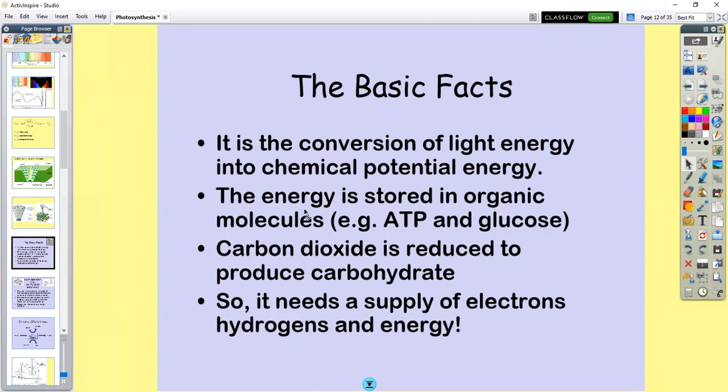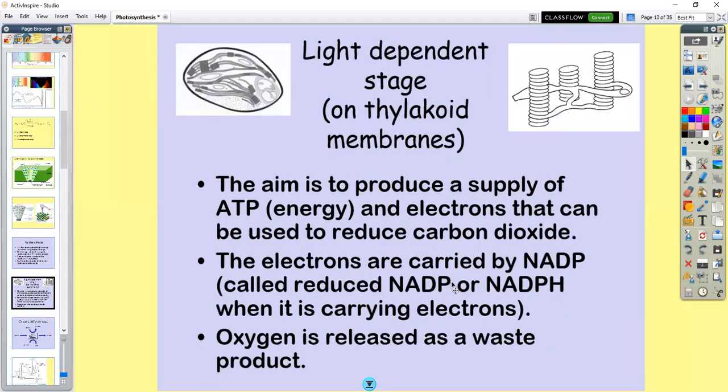The energy gets stored within those organic molecules, so your ATP and glucose. Carbon dioxide is reduced down, so it's absorbed in through the stomata and reduced to produce carbohydrates, and that needs a supply of electrons, hydrogens, and energy, which we'll talk about as part of this light-dependent stage.